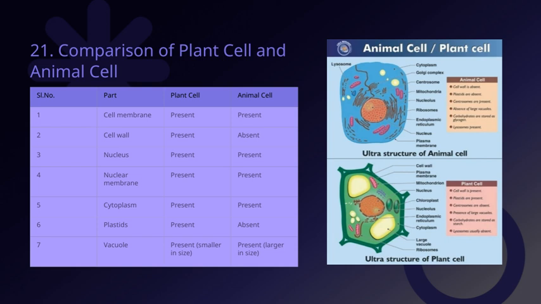Another key difference is the presence of plastids in plant cells, which are responsible for functions like photosynthesis. These are absent in animal cells. Additionally, vacuoles differ in size. Plant cells contain a smaller vacuole, while animal cells have a larger one. These differences highlight how each cell type is specialized to perform its specific roles within the organism. Understanding these distinctions helps us appreciate the unique features that enable plants and animals to thrive in their environments.